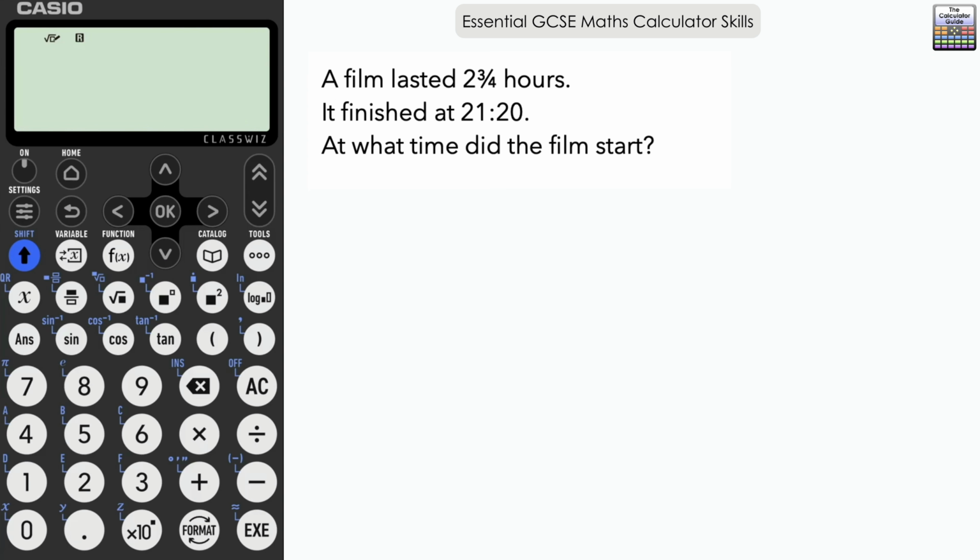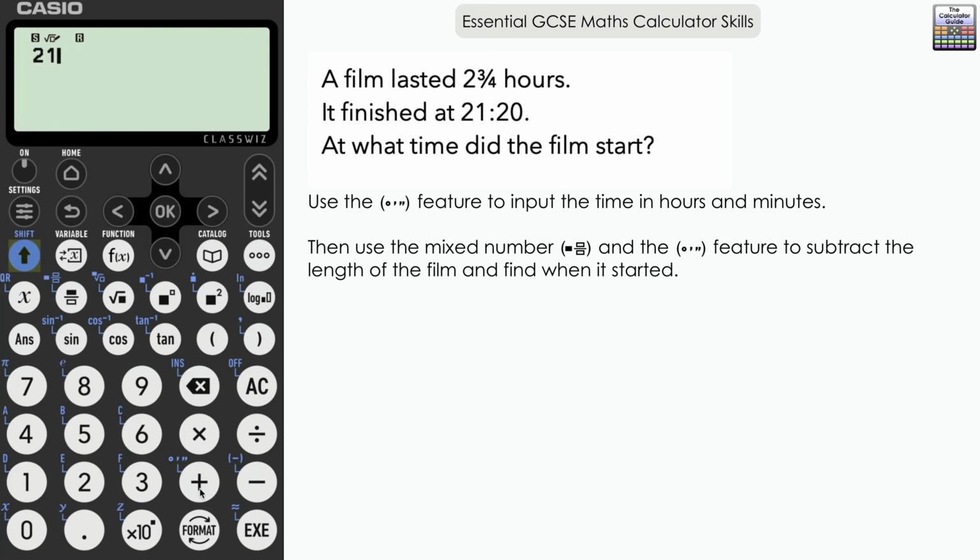A film lasted 2 3/4 hours. It finished at 21:20. At what time did the film start? We are going to make use of the time feature with this question. I'm going to input the time of 21 hours and 20 minutes. And then we need to subtract the time of, well, that's the length of the film.